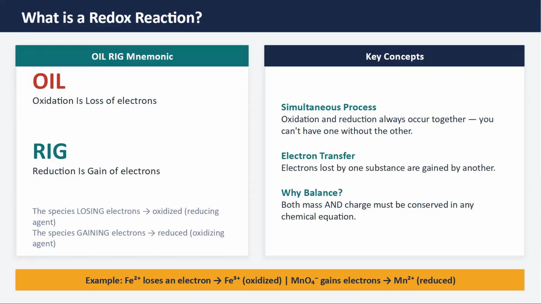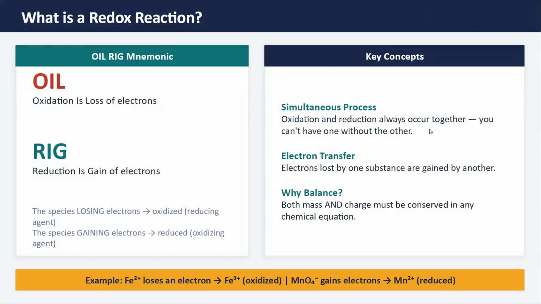So what is a redox reaction? The general pattern that I follow is OIL RIG. OIL means oxidation is loss of electrons, RIG means reduction is gain of electrons. So the species that are losing electrons are oxidized and are called the reducing agent. And those electrons are gained by the other species, which gain electrons and get reduced, and are called the oxidizing agent.